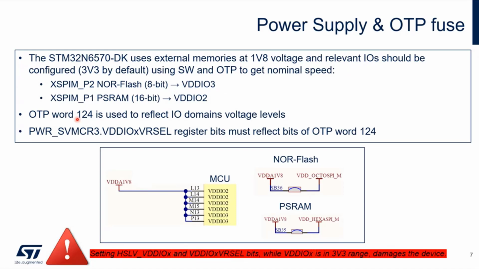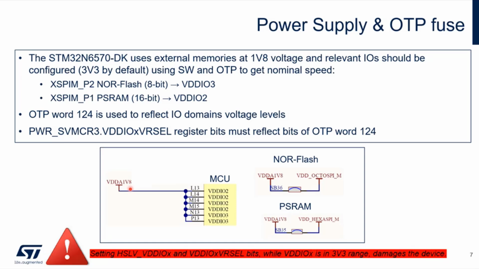But for example, on the Discovery board, we have external NOR flash and we have external PSRAM connected to the XSPI interface. Those memories are supplied by VDDIO3 and VDDIO2. And by default, the power supply range for those domains is set to 3.3 volts. While we would like to achieve the highest possible bus speed, so it makes sense to switch to the 1.8 volt. Also because if you would analyze the schematic, you could see that those memories are supplied by 1.8 volt.